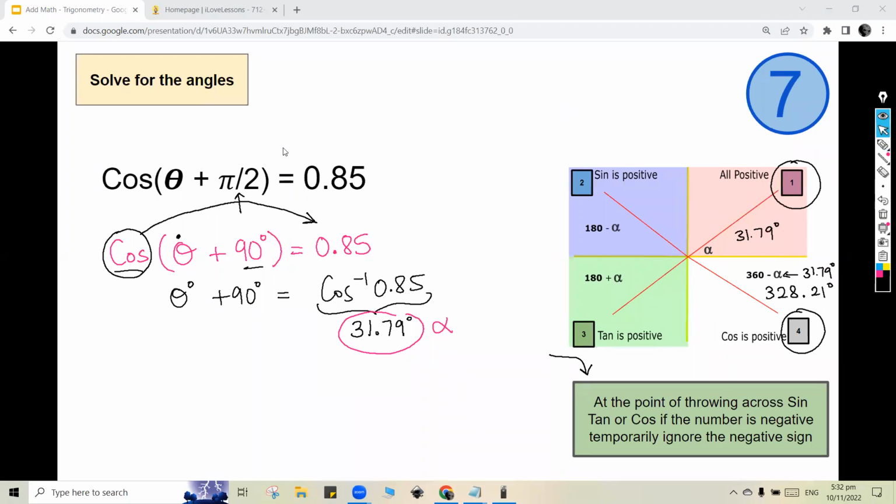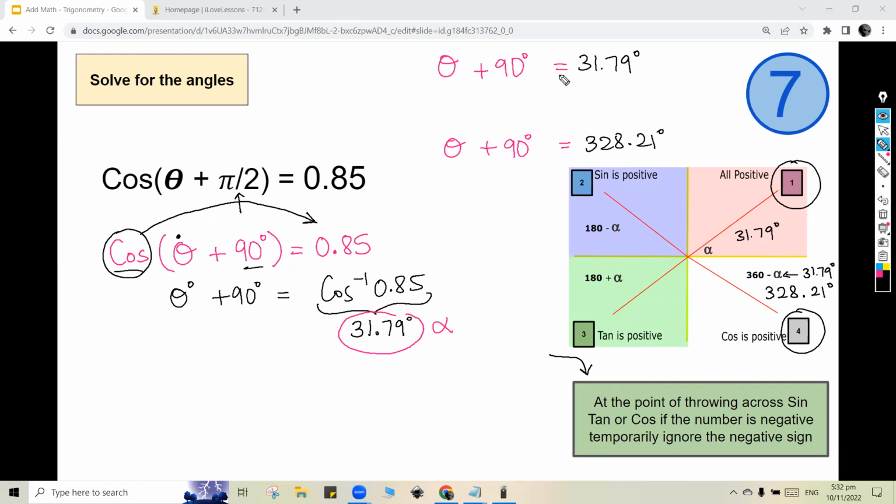Right. So we're not finished as yet, right? I'm running out of space. I want to go up here, right? So this is what we have so far. Theta plus 90 degrees, right? I'm writing it twice for a reason. Theta plus 90 degrees is equal to 31.79 degrees and 328.21 degrees.